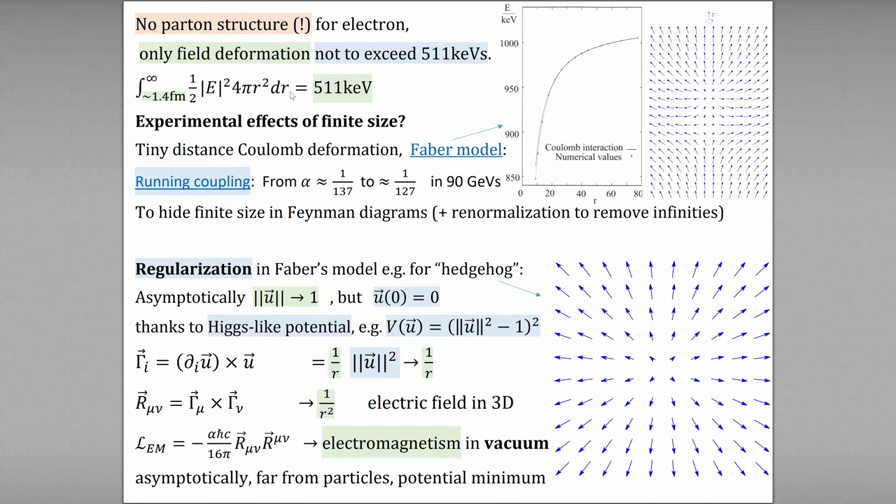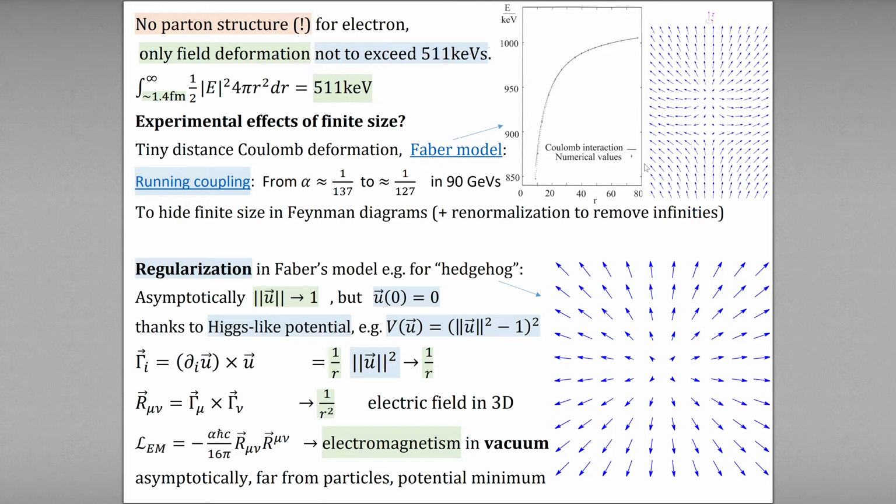There is a possibility, it's the running coupling, that the Coulomb interaction depends on this fine structure constant alpha, which is not exactly fixed, it changes. So for very high energy scatterings it increases, for example, from 137 to 127 at 19 gigaelectron volts. So we know that this strength of Coulomb interaction changes for particles being very close together. This is exactly what we should expect if there is some deformation of the electric field from a perfect point charge. So we should expect some deformation at this distance.